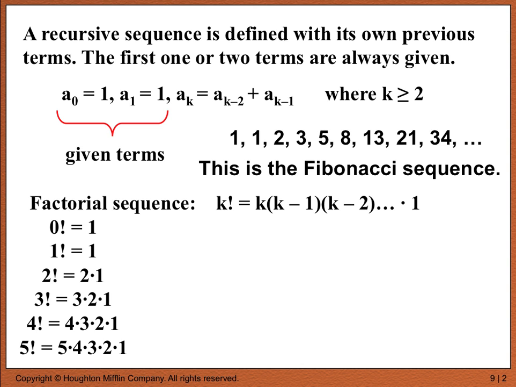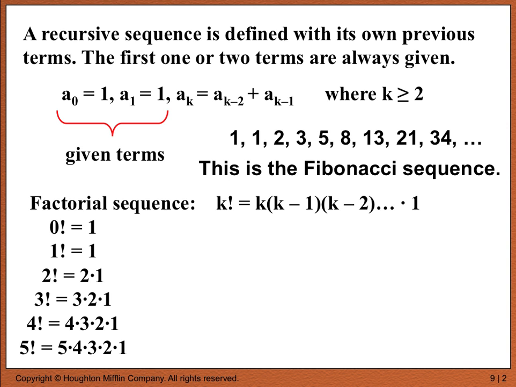So k factorial, with that exclamation point. It's almost like you're yelling the k out. K! The k factorial equals k times quantity k minus 1 times quantity k minus 2, and so on all the way until you get to 1.